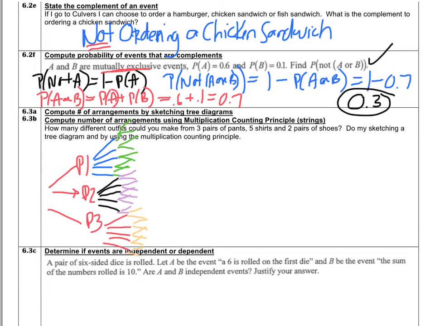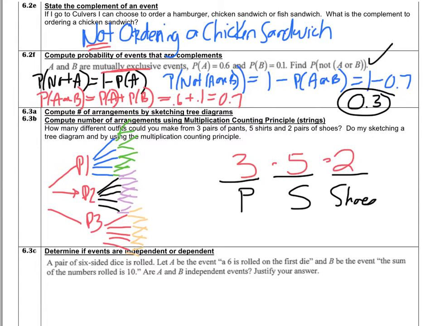But the multiplication counting principle is more likely used. We're going to have to make 3 choices: a pair of pants, a shirt, and some shoes that I want to make. Remember, you just put how many choices you have. Here we have 3 pairs of pants. Here there are 5 shirts, and there's 2 pairs of shoes. If you multiply this together, you're going to get 30. If you were to add up all of these branches, you will realize that there actually are 30 different branches. Therefore, you can get the same answer.